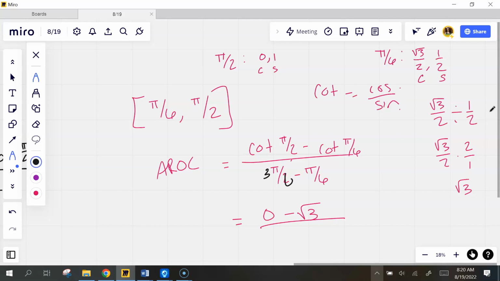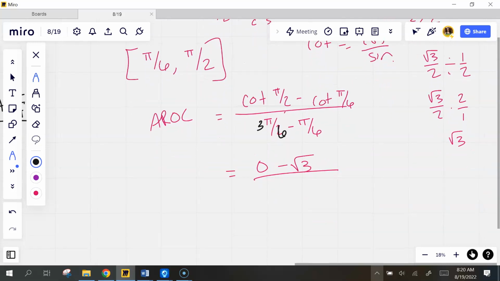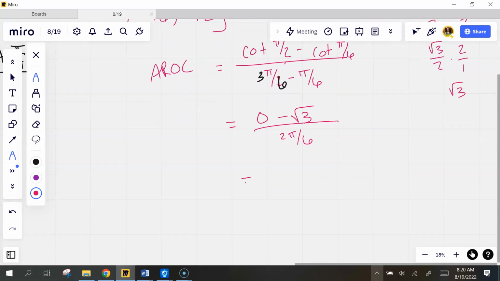I'm going to make this 3 pi over 6, common denominators and whatnot. 3 pi over 6 minus pi over 6 would leave me with 2 pi over 6. So I have negative square root of 3 over pi over 3. Multiply by the reciprocal, so it's negative 3 root 3 over pi. Does that make sense? Well, okay.